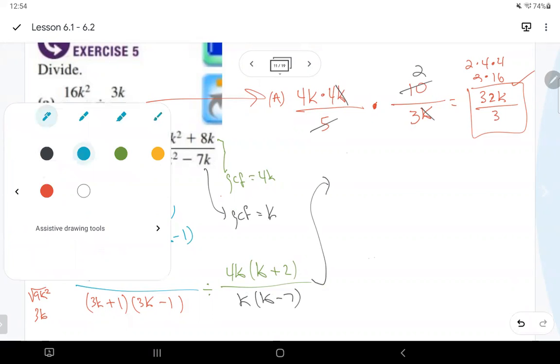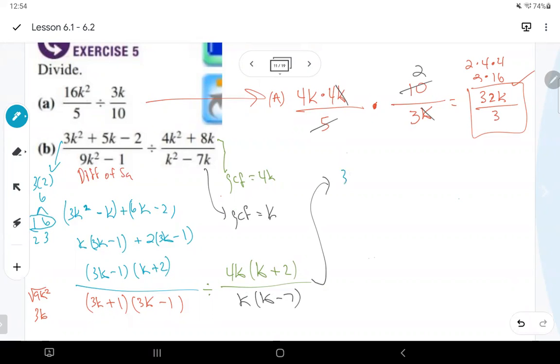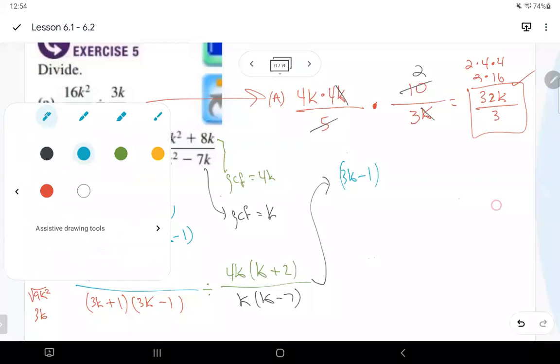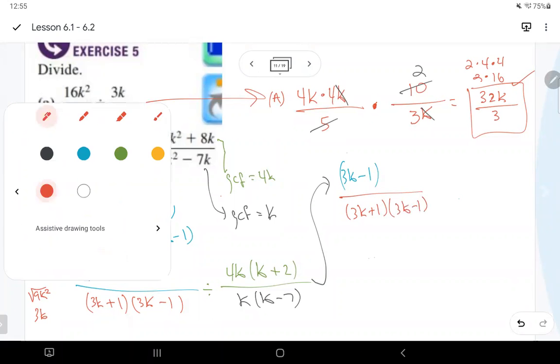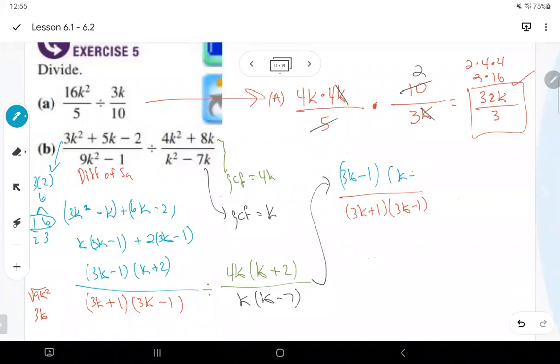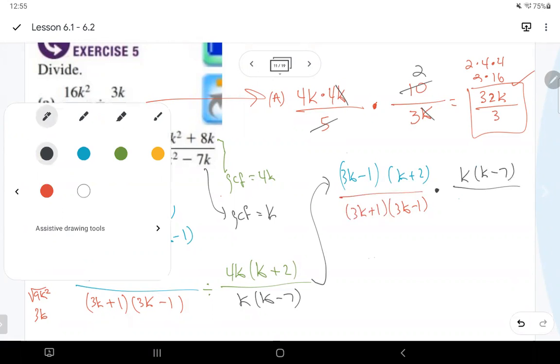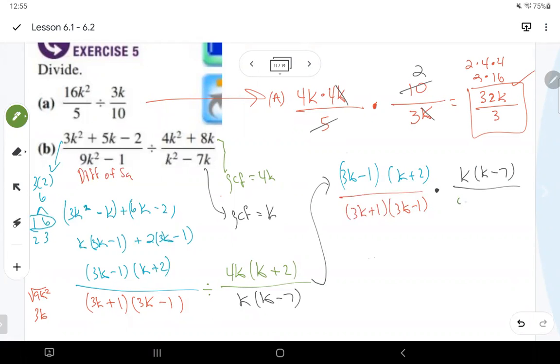Okay. Let's rewrite each piece. 3k minus 1. And then 3k plus 1, 3k minus 1. I forgot the k plus 2. Now we're going to multiply by our reciprocal. So k minus 7 will be on top. And 4k, k plus 2 will be on the bottom.